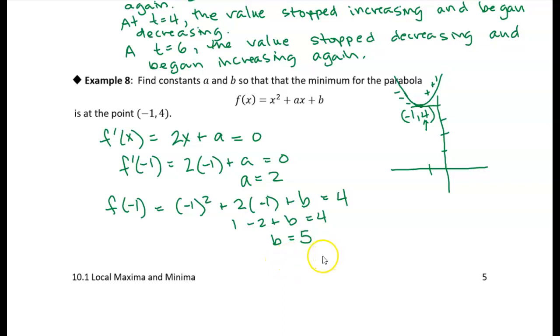So that's all I need to do. Now I know the constants a and b are 2 and 5, and I could actually write the equation now for the function if I wanted to. It doesn't really ask for that, but the equation of the function would be x squared plus 2x plus 5. And that function would have a minimum at -1, 4.